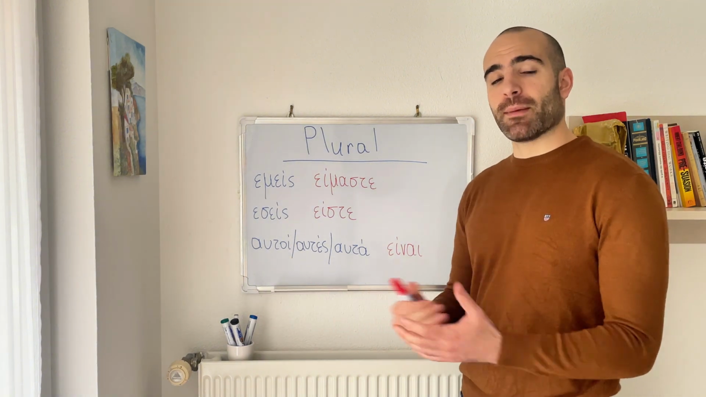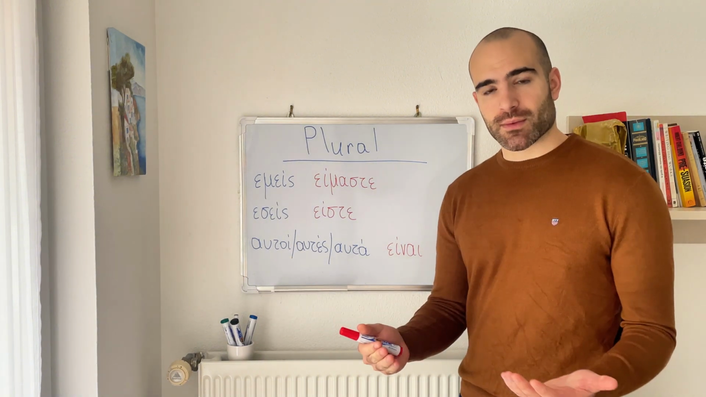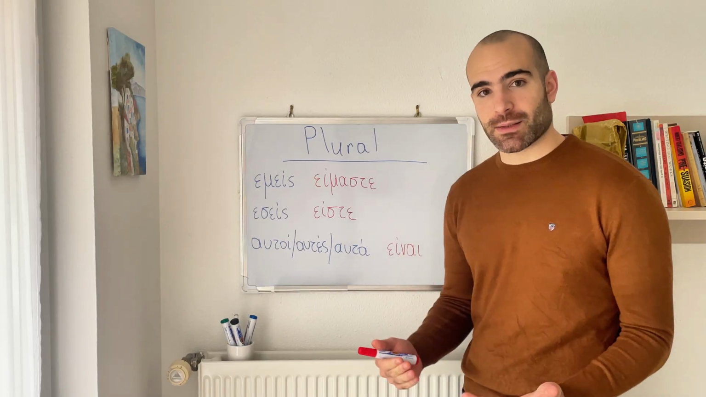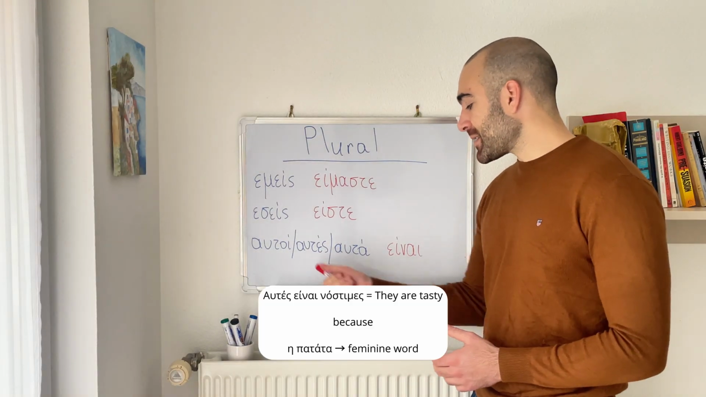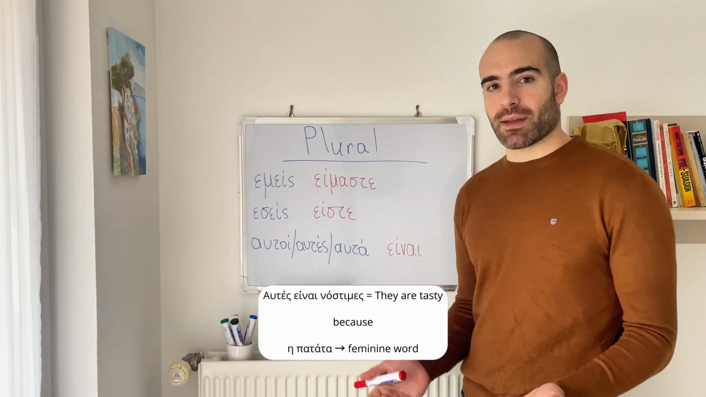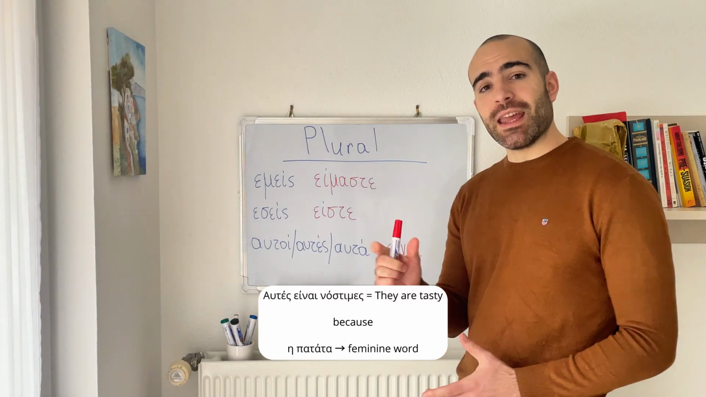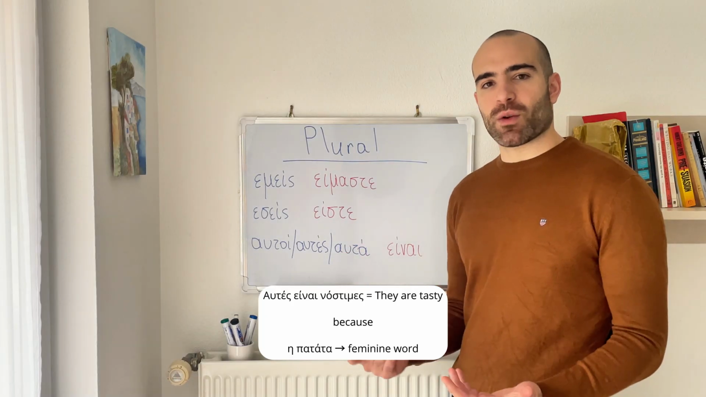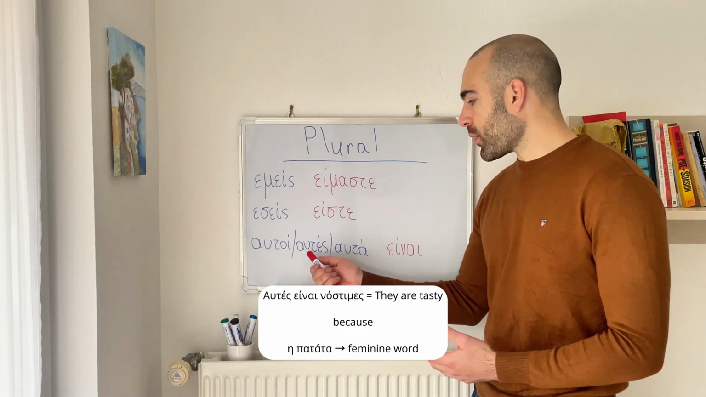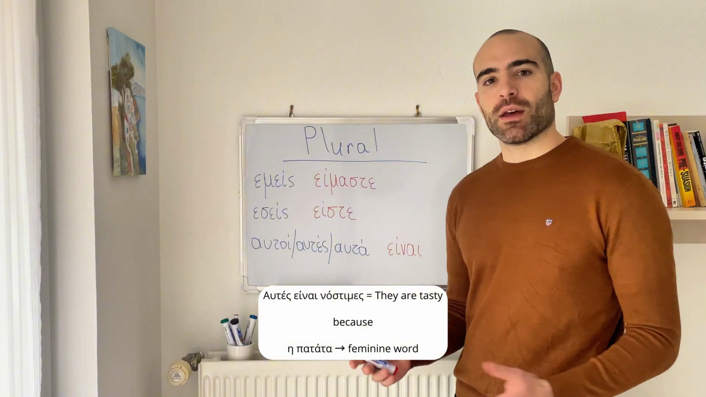Another example would be if I was referring to potatoes and I wanted to say that they are tasty, I would say αυτές είναι νόστιμες, meaning they are tasty. And that's because η πατάτα is a feminine word. So I would go for the they feminine to represent it.